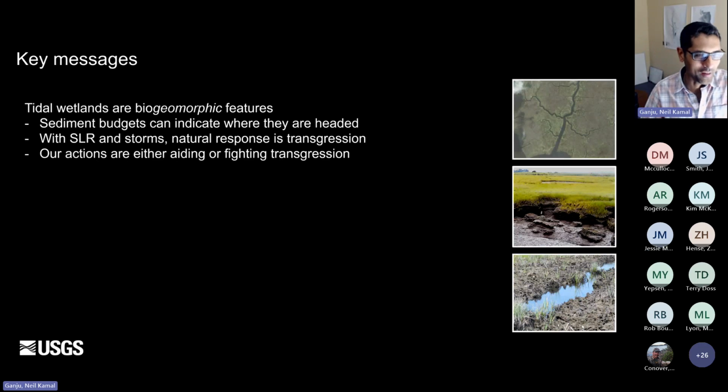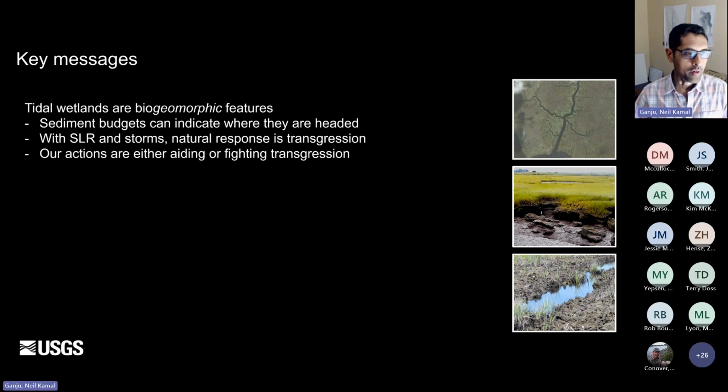So firstly, tidal wetlands and salt marshes specifically are biogeomorphic features. So my focus is on the physical aspect of sediment budgets and using those as an indicator of where they're headed, but that's in concert with the biology of the salt marsh, with the biogeochemical processes, with the growth both below ground and above ground.